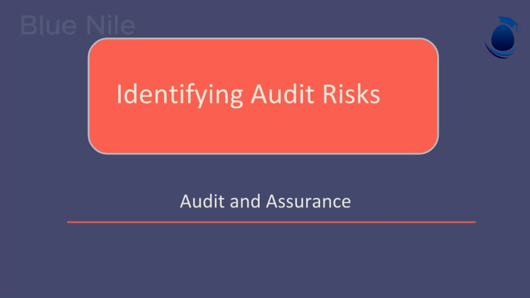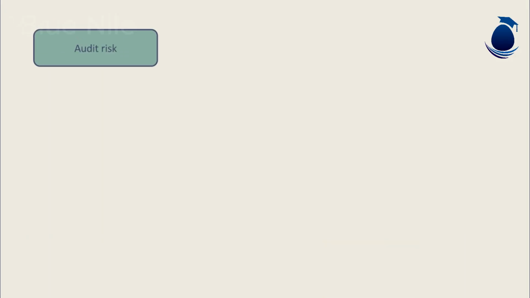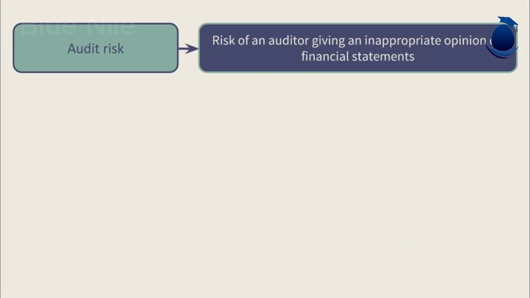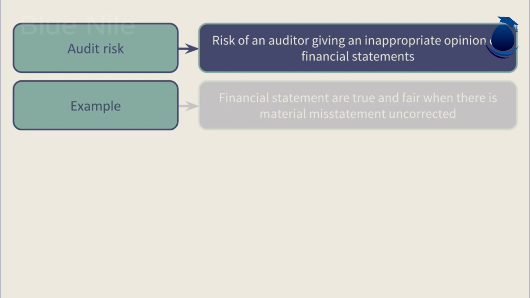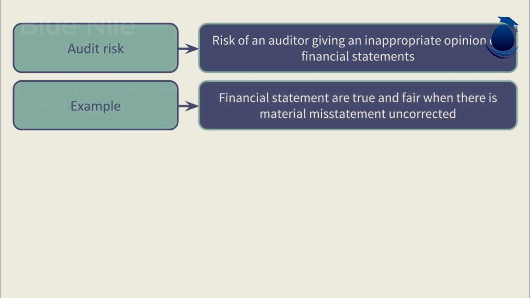Let's get started. This video is going to take you through the practical steps that an auditor follows in order to identify audit risk. We have covered the theoretical understanding of audit risk in another video, and we use this knowledge, just like the auditor does, to find the issues that increase audit risk with a client. Audit risk is the risk of the auditor giving an inappropriate opinion on the financial statements. For example, stating the financial statements are true and fair when there is a material misstatement uncorrected.